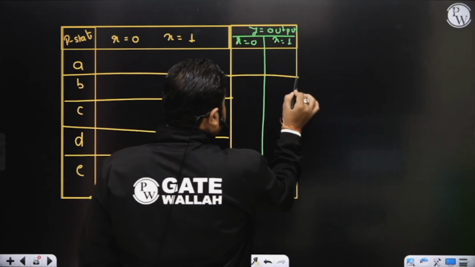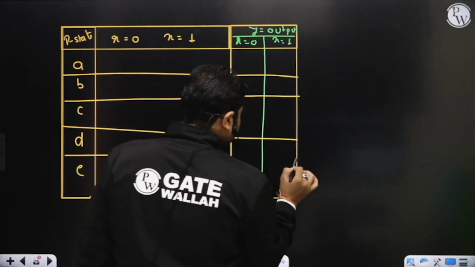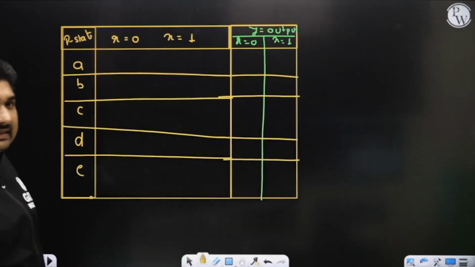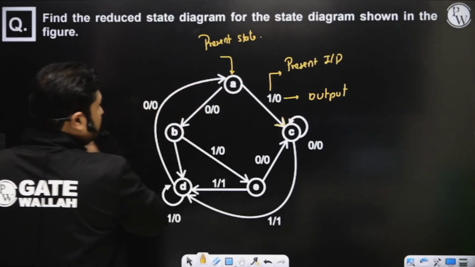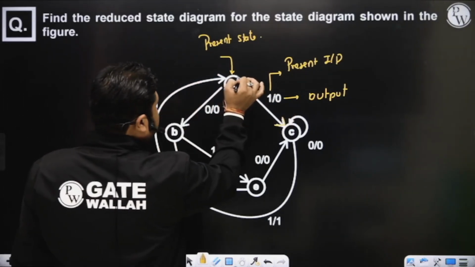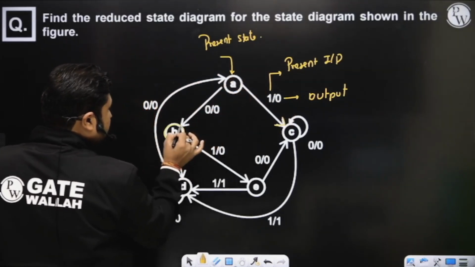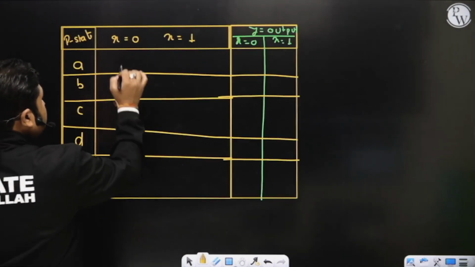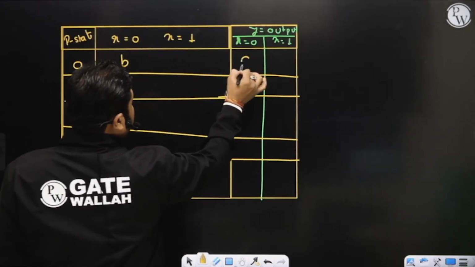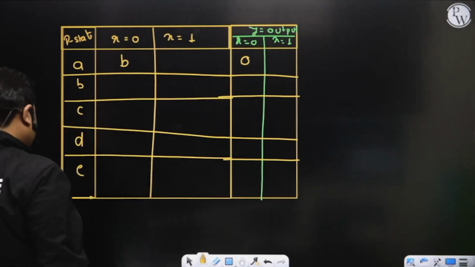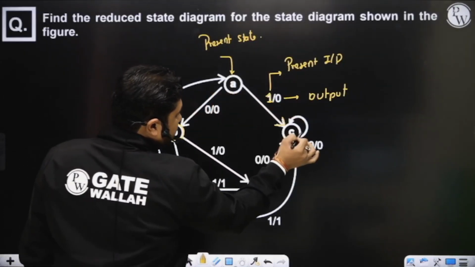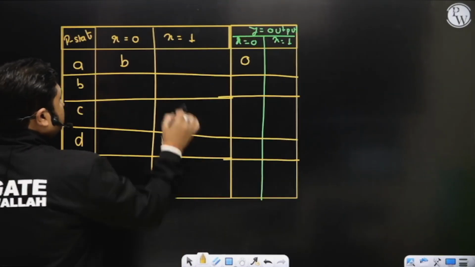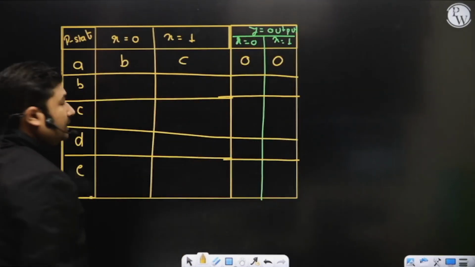Now please observe here. If the present state is A with X equal to 0, what is the next state? Present state A, X equal to 0: next state is B, output 0. Present state A, X equal to 1: next state C, output 0.